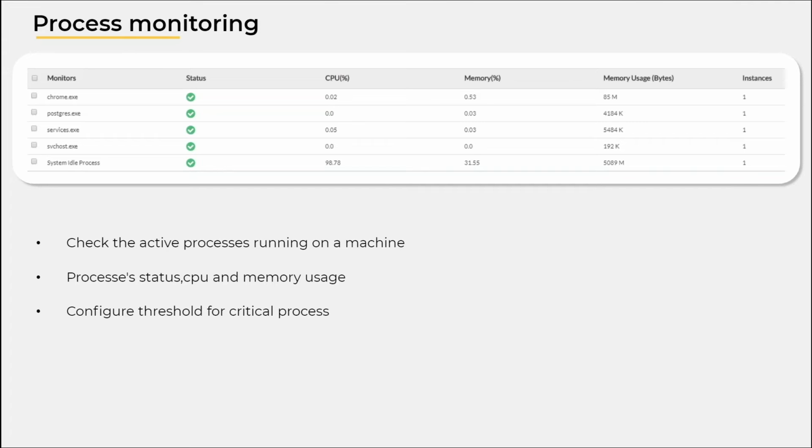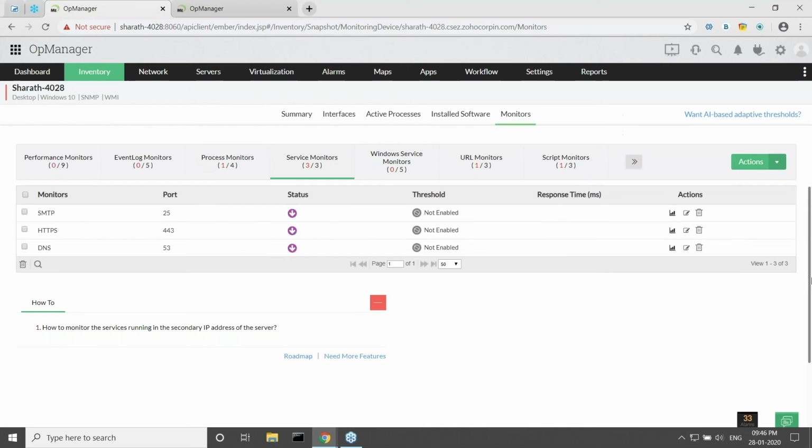You can get thresholds set for those critical processes, and you can even kill those processes if they seem to be unwanted ones. Kill them directly from the tool itself. It is not required that you get into that server itself, RDPing to the server. You can just directly do that from the tool. Let me show you how those can be done.